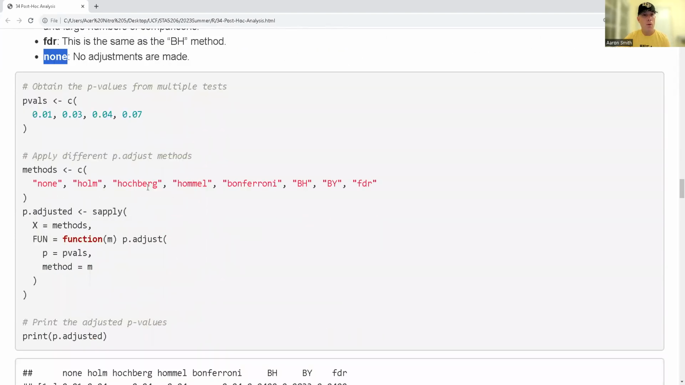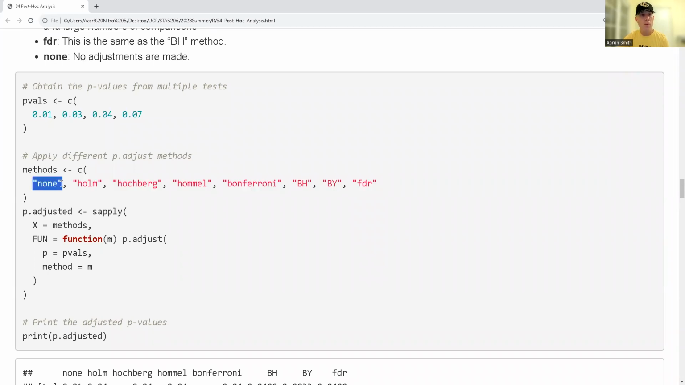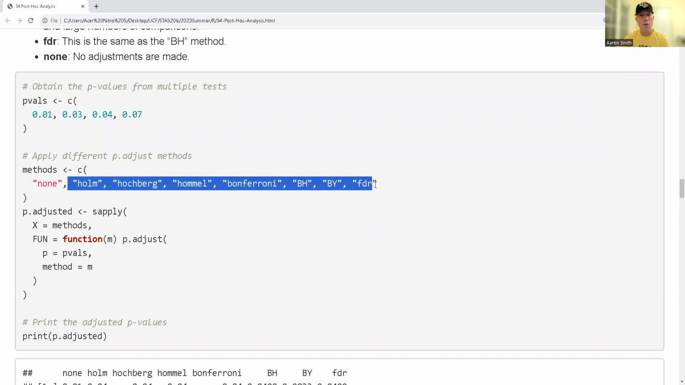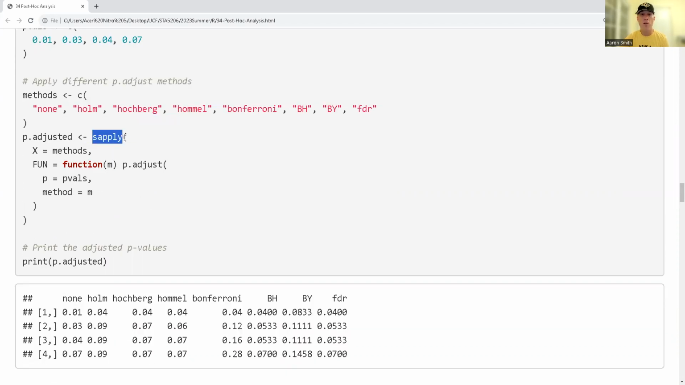All right, so here let's go ahead and just take some values. So let's say these are our p-values that we have, and we're going to make adjustments with each of these. And notice the first one is none. Then we have all these other ones that we talked about previously. I'm going to use the sapply function to quickly, in one shot, get all of these. And so now I have a data frame.